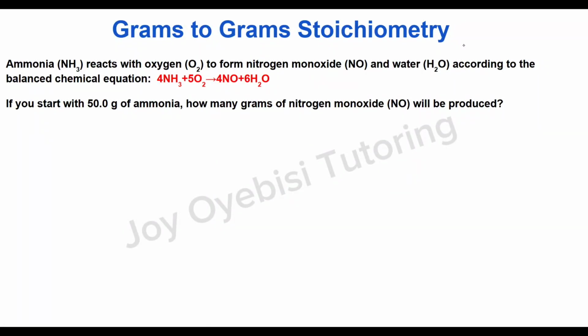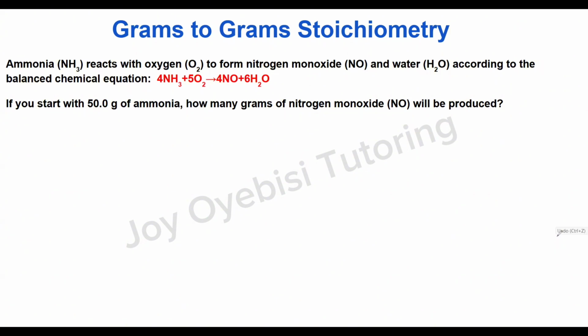In this video, I'm going to be showing you how to do grams to grams stoichiometry easily. Ammonia reacts with oxygen to form nitrogen monoxide and water according to the balanced chemical equation. If you start with 50 grams of ammonia, how many grams of nitrogen monoxide will be produced?